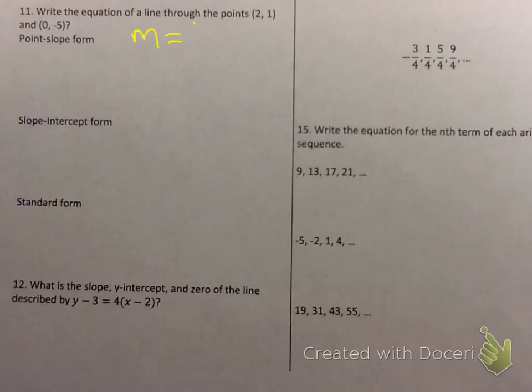First thing you've got to do when you have 2 points is get a slope. So subtract the y's over subtract the x's, which would be 1 minus a negative 5, which is 6, over 2, which is 3. Point slope form: again, plug in your x with your x, your y with your y, and your slope in the middle.